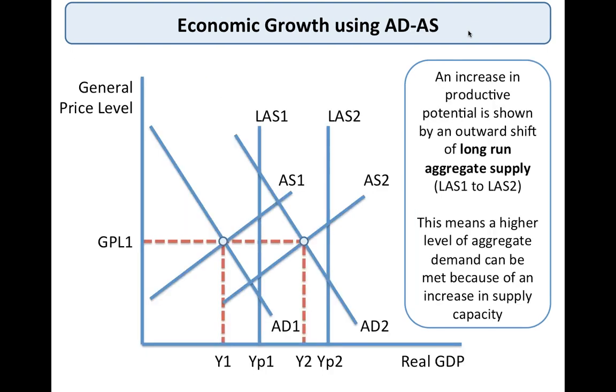And then another way is to show long-run aggregate supply. Not every exam board asks you for the LRAS curve, but here we're showing a shift from LRAS1 to LRAS2, and an increase in the productive potential of the economy. That means the supply capacity has increased and allows the economy to operate at a higher level of demand.